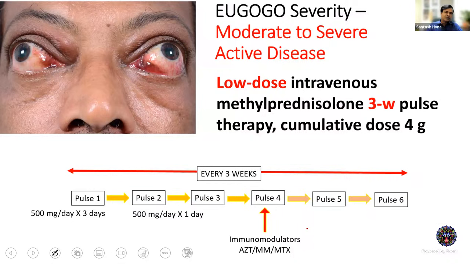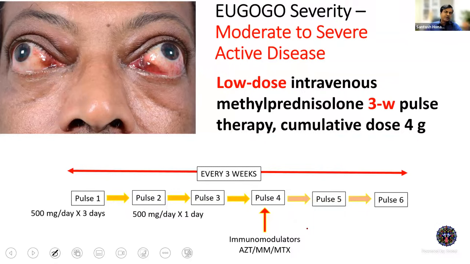And once you start immunomodulators, in fact, Yugogo recommends that mycophenolate mofetil should be given for only 6 weeks. But most of the rheumatologists or immunologists believe that 6 weeks is too short a duration to assess the efficacy of mycophenolate mofetil. It has to be given for at least 6 months, because you're looking at something that is long term, something that will work for the patient in terms of reduction in reactivation of the disease. So you give it for 6 months.